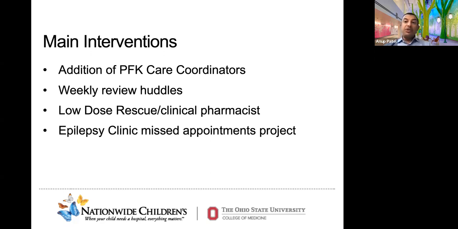The other thing we did was we started to look at rescue meds. We realized that even though it wasn't a high percentage, there was some percent of patients who weren't given rescue meds, or it was dosed too low based on evidence.